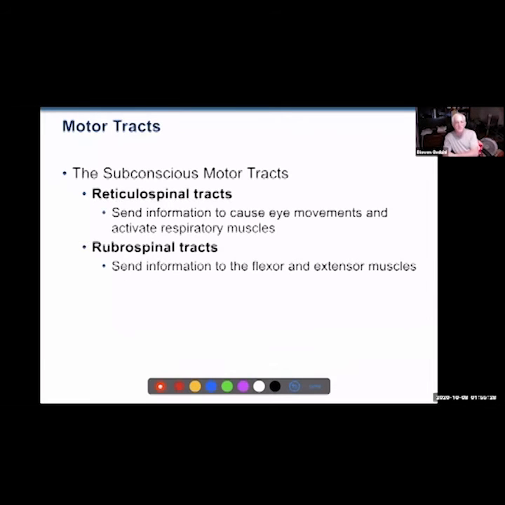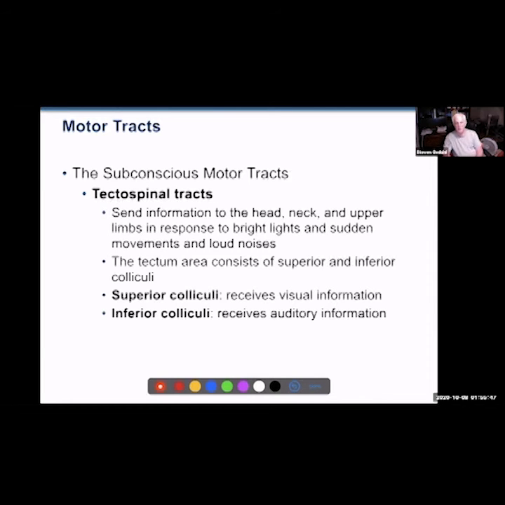The reticulospinal tract sends information to cause eye movements and activates respiratory muscles. The rubrospinal tract sends information to the flexor and extensor muscles. The tectospinal tract sends information to the head, the neck, and upper limbs. This one responds to bright lights, sudden movements, and loud noises.